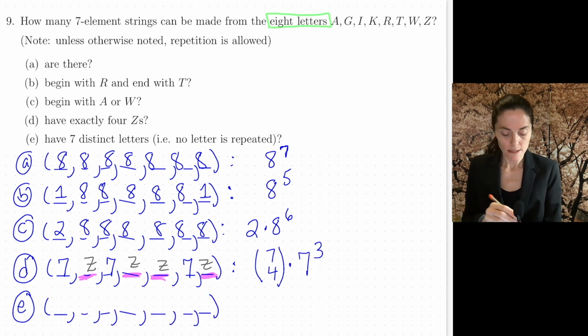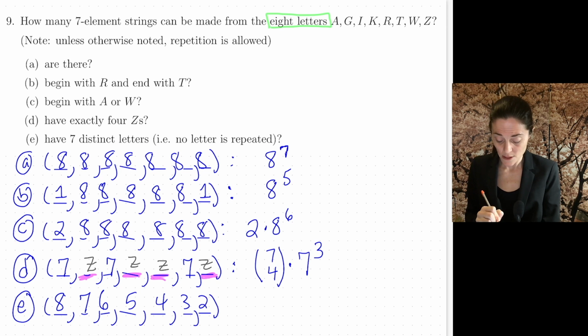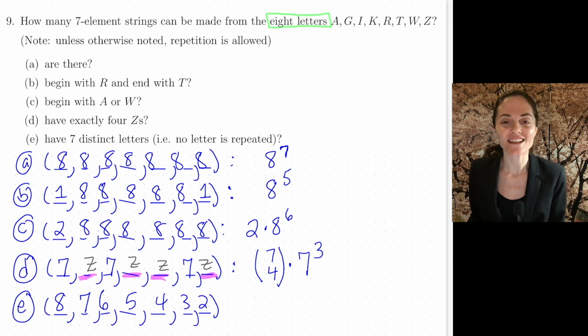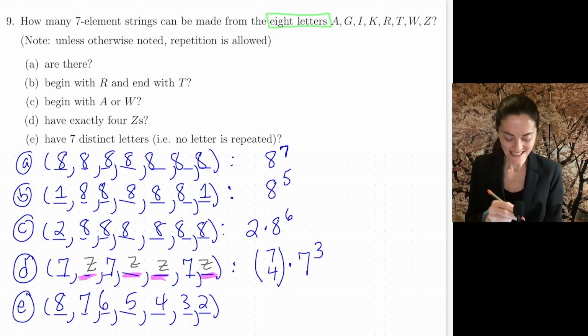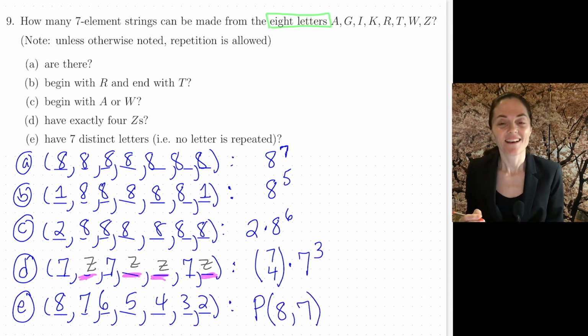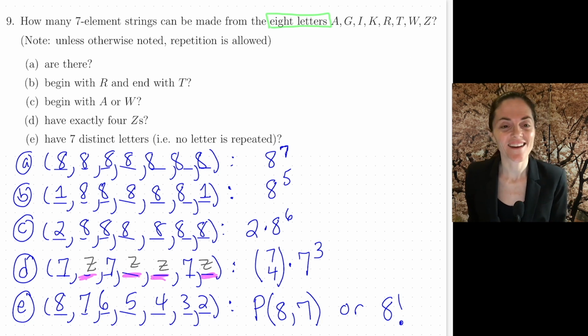And finally, for E, 7 distinct letters. We cannot repeat in this example. So we have 8 possible choices for the first entry, 7 possible choices for the second, then 6, then 5, then 4, then 3, then 2. Because, for example, once I've chosen these 3, for this spot, I can put anything of the 8 letters except the 3 I've already chosen, and that would be 5, for instance. This we know, we were calling this P(8,7). You can also look at the formula and notice that this is just 8 factorial. Either one of these is perfectly fine.